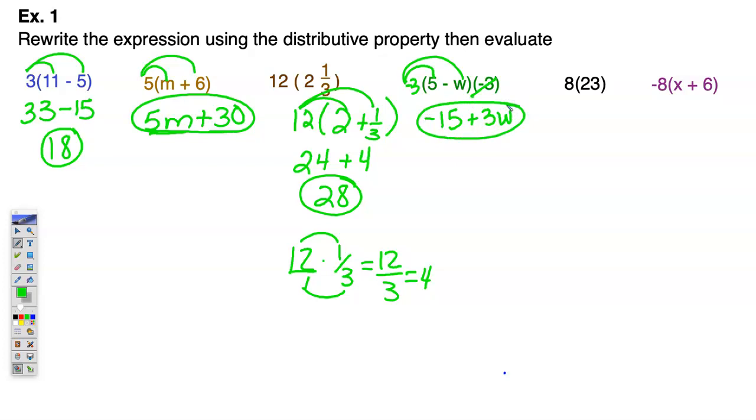This next one, remember, we try to make this as easy as we can and involve mental math. So instead of multiplying by 23, we're going to split that up into 20 plus 3 to show our distributive property. So 8 times 20 is 160. And then 8 times 3 would be 24. And when we add those two together, we end up with 184.